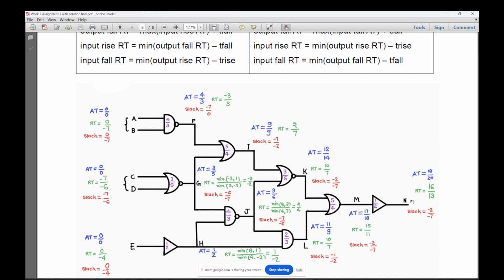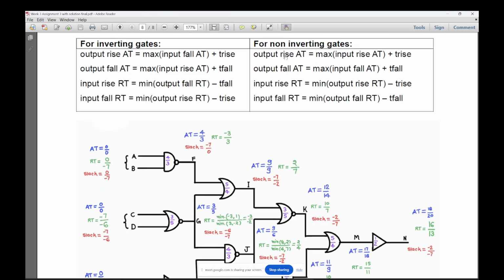Whenever you are finding the required time, you always go from the primary output to the primary input. A, B, C, D are the primary inputs. N is your primary output. First of all, the required time is given here, 16 by 13. Now look at the input rise required time. It is the minimum of the output rise required time minus T rise. Here the output rise required time is 16, so 16 minus T rise.